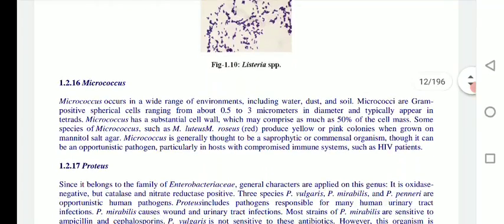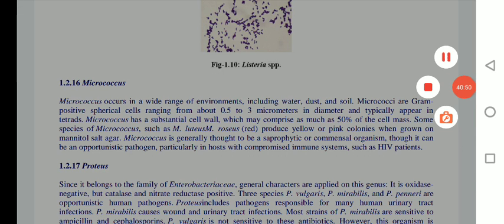So this is sufficient for this lecture. There are a lot of bacteria and organisms we have to study. So the remaining microorganisms and bacteria we will study in the next lecture. So far, thank you.